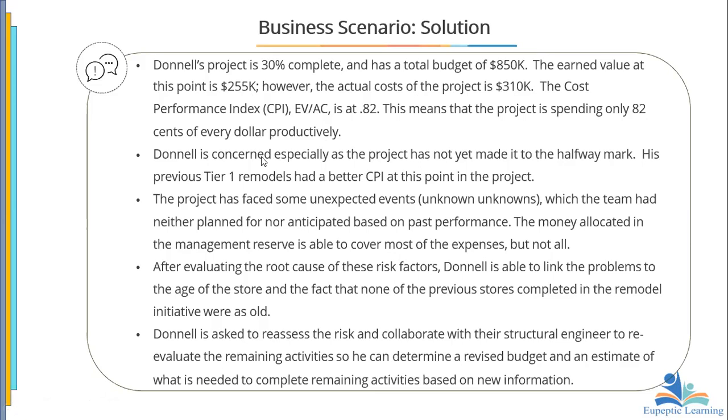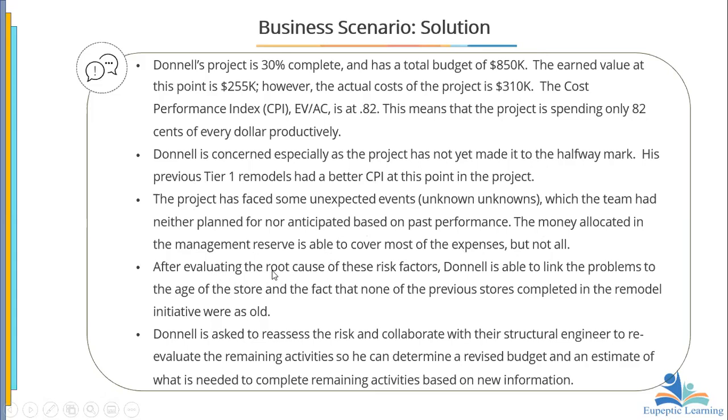Okay. Now, Daniel is concerned, especially as the project has not yet made it to the halfway mark. His previous Tier 1 remodels had a better cost performance index at this point in the project. The project has faced some unexpected events. In other words, there are some unknown unknowns which the team had neither planned for nor anticipated based on past performance. The money allocated in the management reserve is able to cover most of the expenses, but not all.